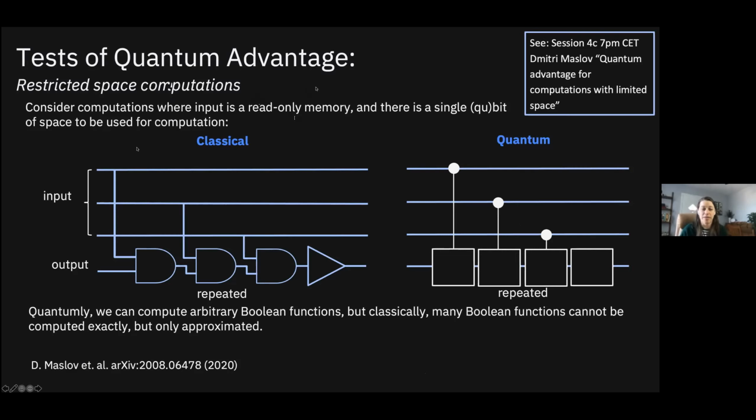where the framework is that we have some number of input bits which are treated as read-only memory, and only a single bit that can be used for computation. So in the quantum circuit, this looks like some gates that are all single qubit operations on one output bit that are controlled by a single qubit on the input register. So in this framework, we can compute arbitrary Boolean functions with a quantum computer. But classically, there are many that can only be computed approximately.